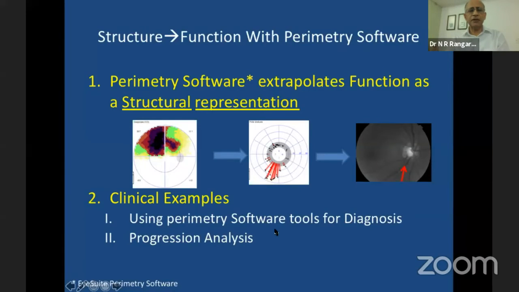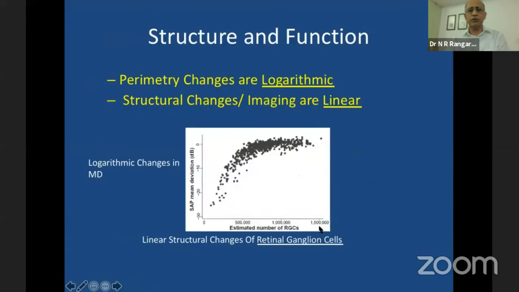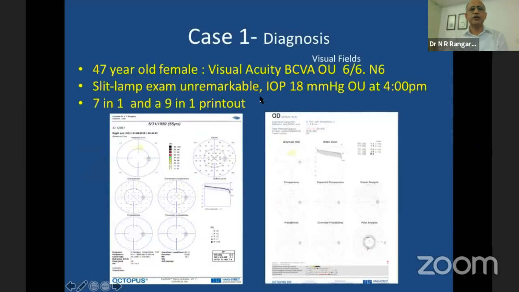So I'll just give a couple of examples which will make it more evident. And like I said, the perimetric changes are logarithmic and structural changes are linear, so you'll always have a difference in that. This is a 47-year-old female, and this is a 7-in-1 printout. Traditionally, we are used to seeing a 7-in-1 printout. Like Dr. Sachin said, I would always use a 9-in-1 because it also gives me the sector MDs, the sector mean defect or mean deviation values.